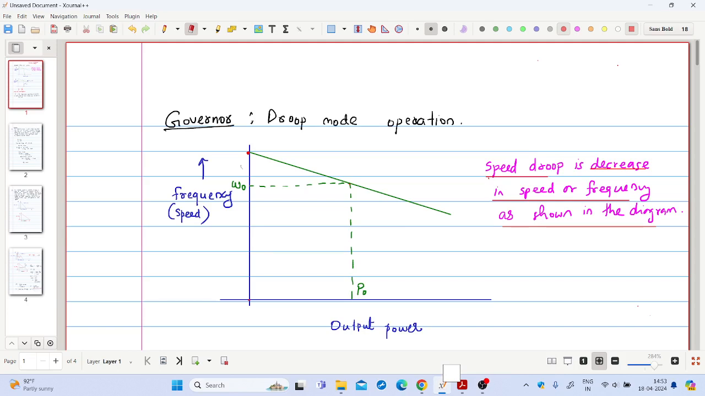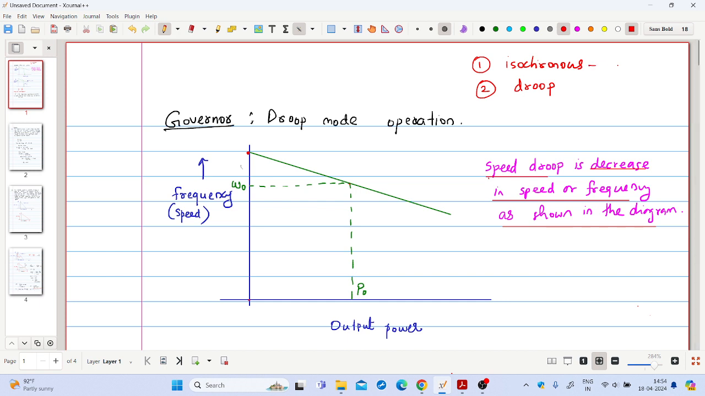In this video, we will see a drop mode operation of a governor. A governor can basically operate in two modes. One is isochronous mode. Second one is drop mode. So we will be discussing drop mode operation here.